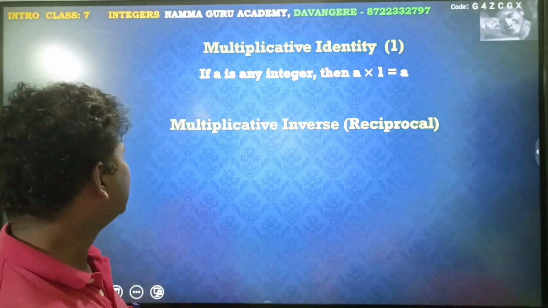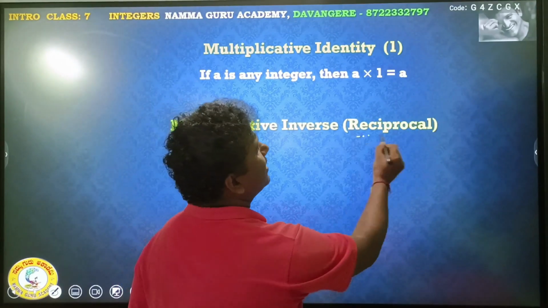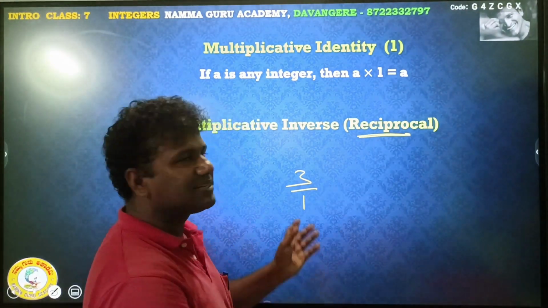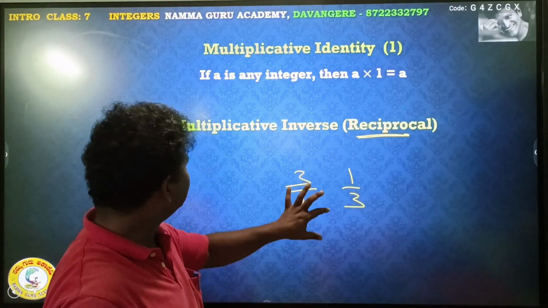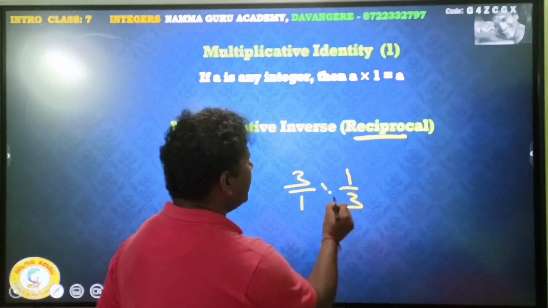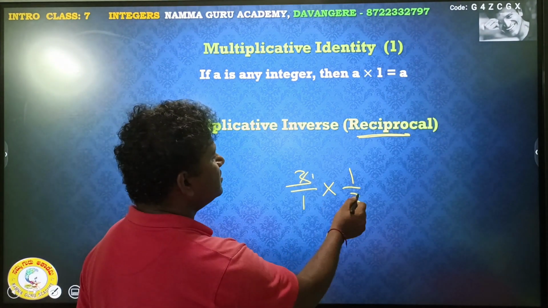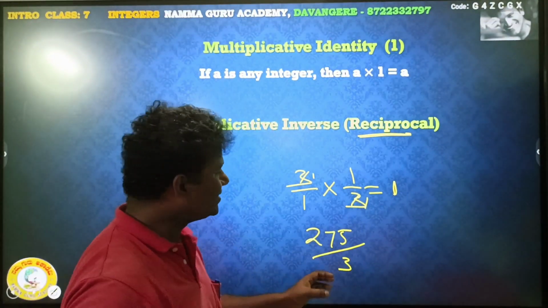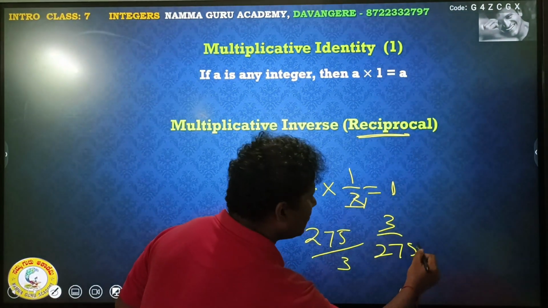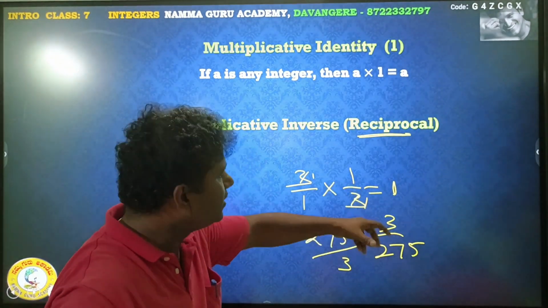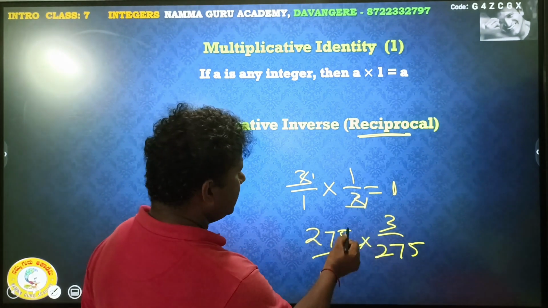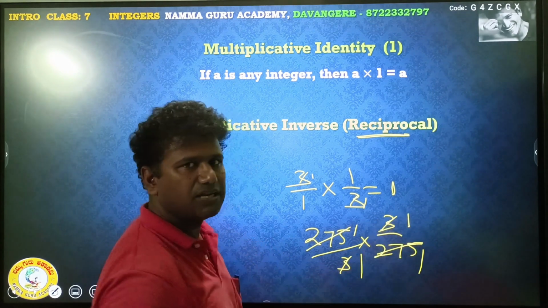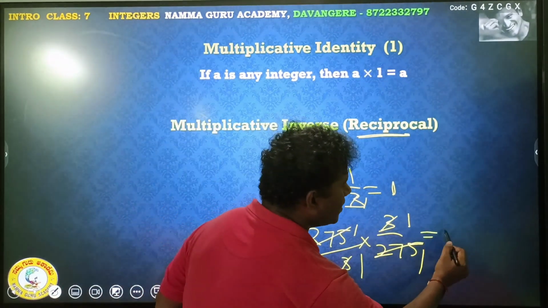After this, we are going to understand the last concept, that is multiplicative inverse. In brackets I have written reciprocal. If you are given 3, means 3 by 1, what is the reciprocal? 1 by 3. It is its multiplicative inverse. By multiplying them, the 3s cancel and the answer will become 1. If you take 275 by 3, what is its reciprocal? 3 by 275. Just change the numerator into denominator and denominator into numerator. Here, if you multiply, 275 cancels, 3 cancels, and this also becomes 1.